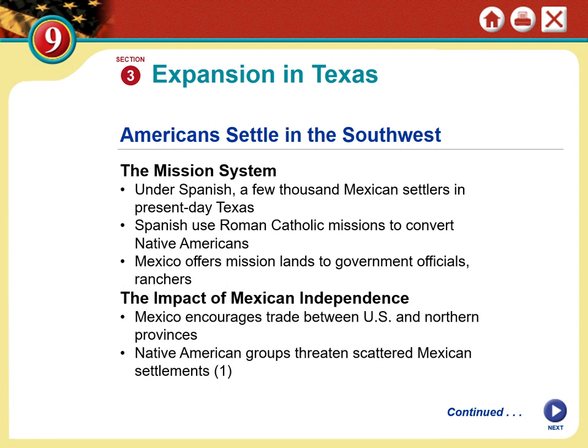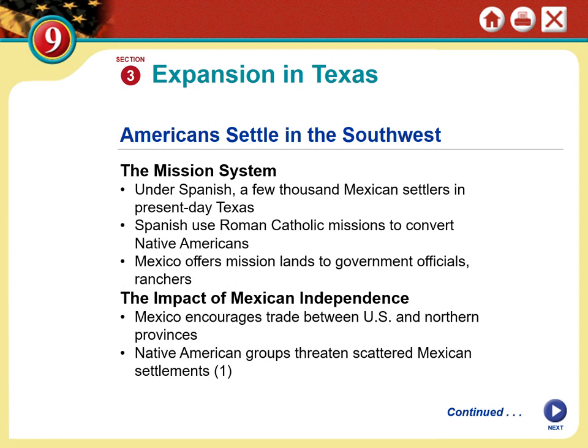It's a very dry region. In fact, there were only a few thousand European settlers living there in what is present-day Texas. Many of these settlers lived around Jesuit missions. A mission was a missionary compound where Jesuit priests would live in safety behind walls while they would minister or preach to the neighboring villages.